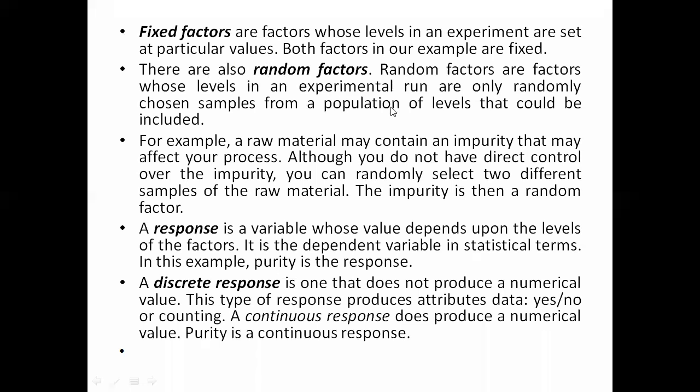There are also random factors. Random factor means whose labels in the experiment run are only randomly chosen samples from the population of labels that could be included. For example, the random factor raw material may contain an impurity. Any raw material, like coriander leaf or lemongrass or any crude drug, if you take it as a sample, there will be impurities that may affect your process. If you do not remove impurities, it will affect the process or production.